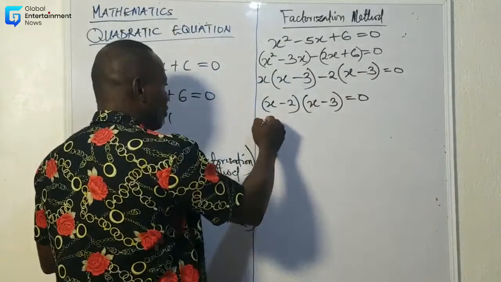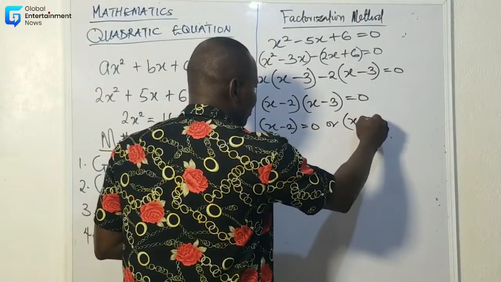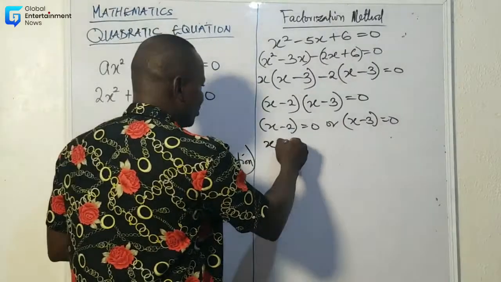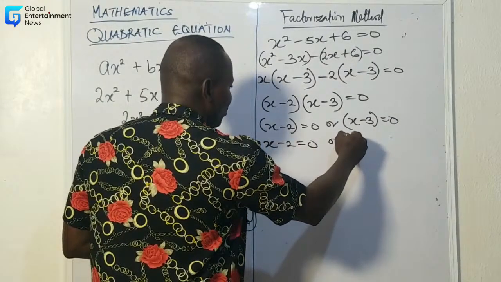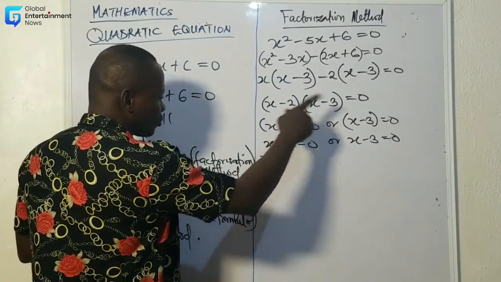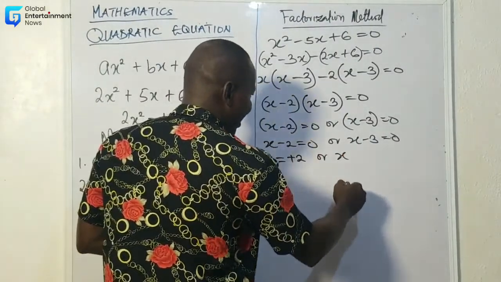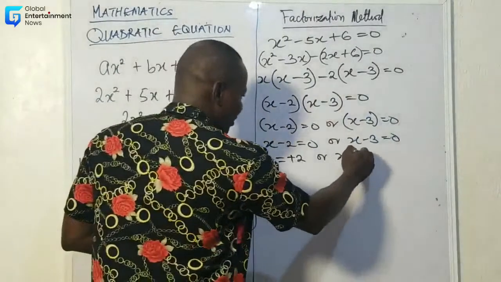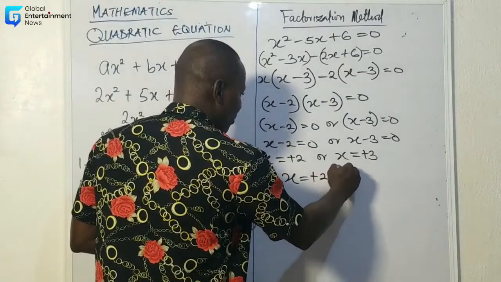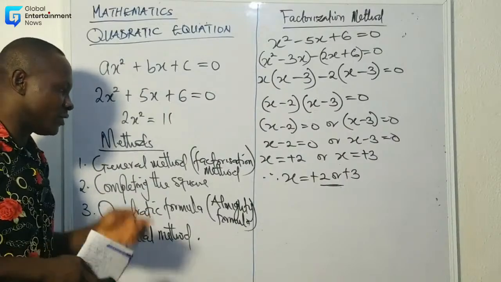Now, I have to take this one by one. x minus 2 is equal to 0, or the second one, x minus 3 is equal to 0. Then let me open the bracket. I say x minus 2 is equal to 0, or I have x minus 3 is equal to 0. Now, collecting the like terms, I have x is equal to minus 2. Moving to the other side with 0 will give us plus 2. Or x, moving minus 3 to the other side, it will give us plus 3. Therefore, my x is plus 2 or plus 3. And that is the answer for the first one.